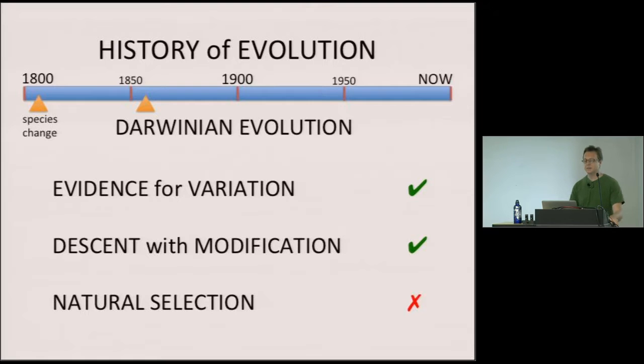And so at the time, the evidence for variation was completely overwhelming. It was pretty universally accepted. This framework of descent with modification was also an easy pill for most scientists at the time to swallow, but natural selection remained controversial.